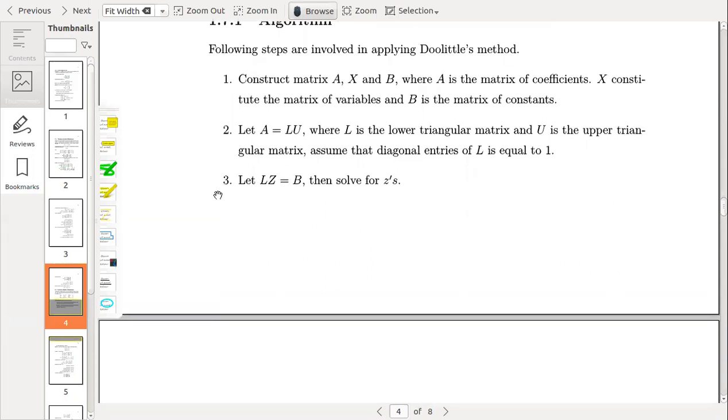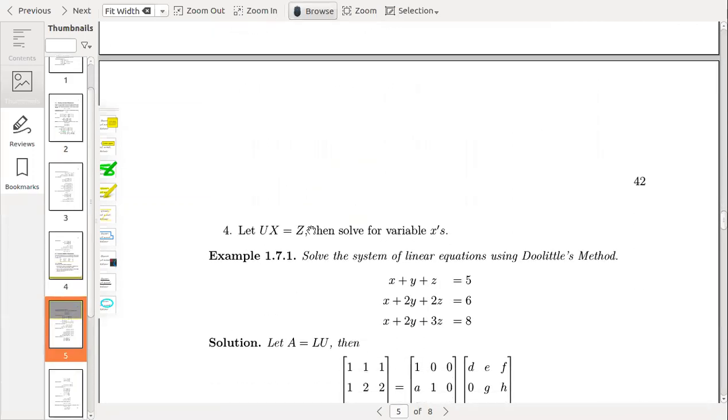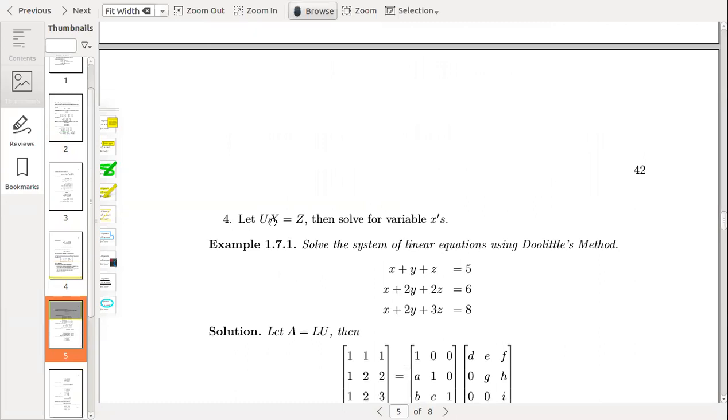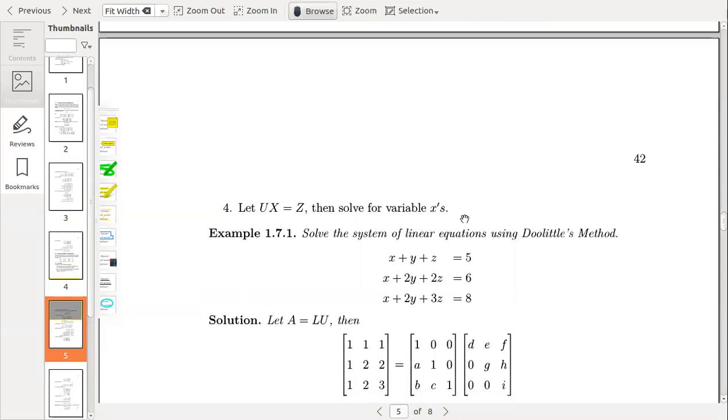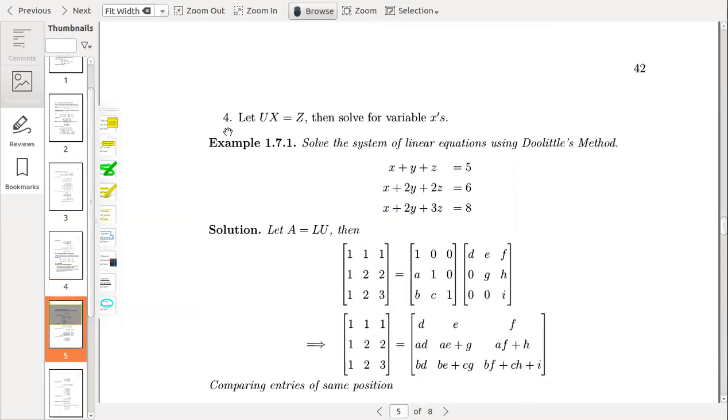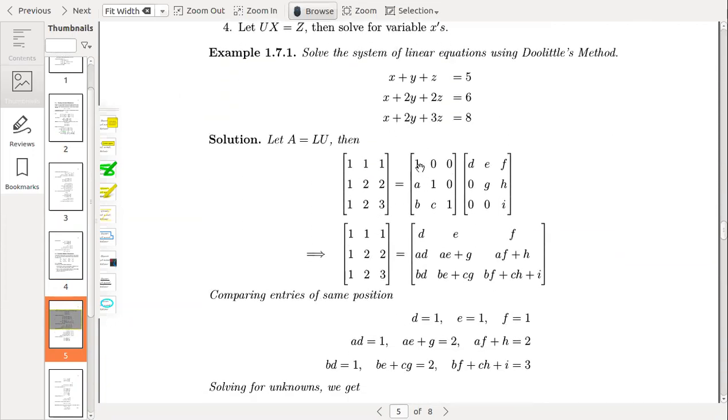In the third step, we make another system, LZ equal to B, then solve for Z. Then let UX equal Z, and solve for the variables X. So those are the basic four steps in Crout's method, Cholesky, and Doolittle. Now let's solve an example with the help of Doolittle's method.